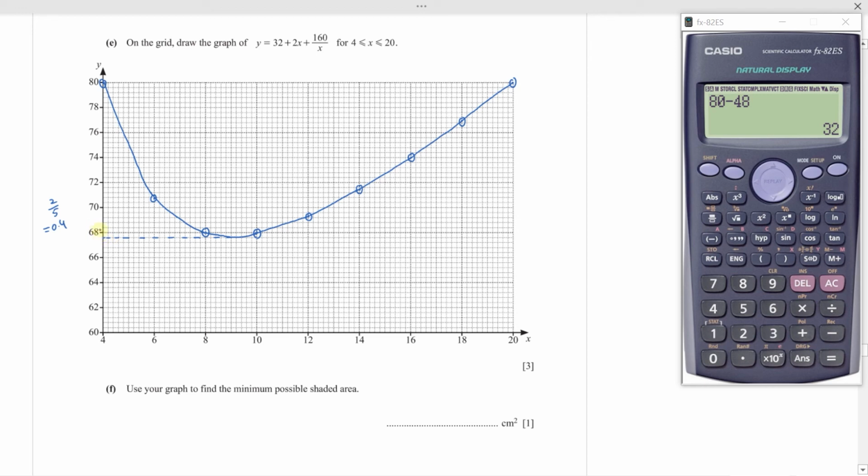y-axis. So this is 68 and it is one small block below 68, which is 67.6, since each block is 0.4. So your minimum possible shaded area is 67.6 centimeter square.